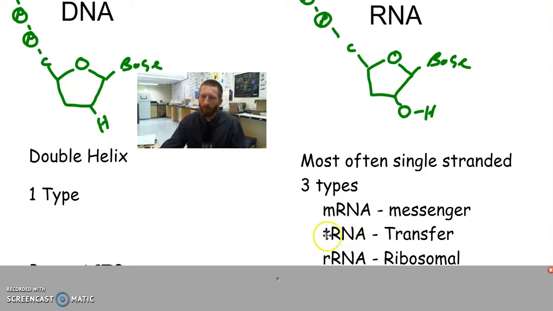So messenger RNA, tRNA, transfer RNA, which is the kind of RNA that can sometimes be double-stranded. And then rRNA, ribosomal RNA, guess where that lives? Yep, good job, in the ribosome. And we'll talk about that more in the next video. So all three of these participate in the process of translation.